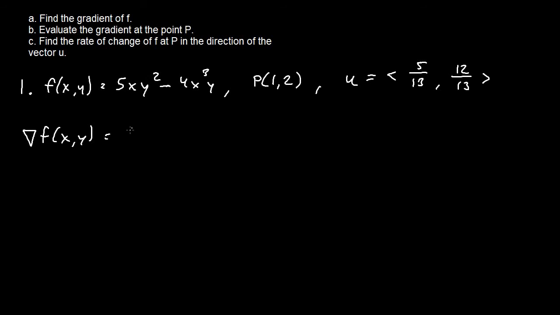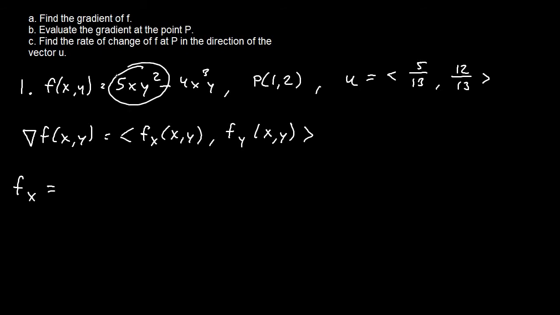So once again, the formula for the gradient vector of f is going to be equal to, once again, in component form because it's a vector, the partial derivative of f with respect to x evaluated at the point, comma, the partial derivative of f with respect to y evaluated at the point. So let's go ahead and first find f sub x. So f sub x, now x is going to be the variable, everything else is a constant. So the partial derivative of 5xy squared, if we're deriving with respect to x, is going to be 5y squared minus the partial derivative of 4x cubed y, which is going to be 12x squared y.